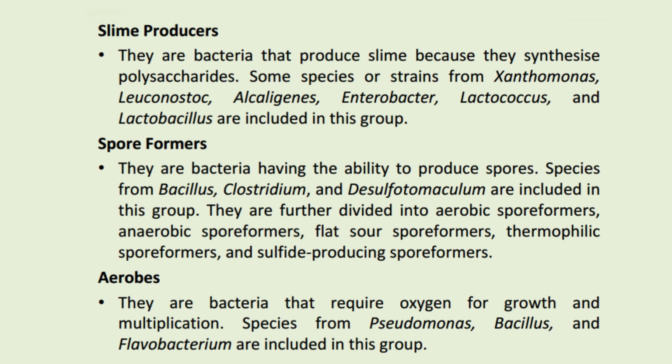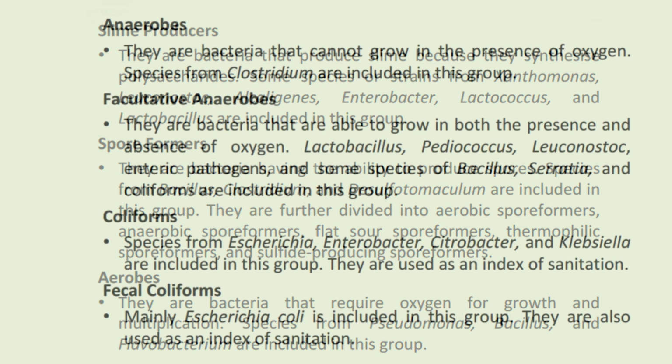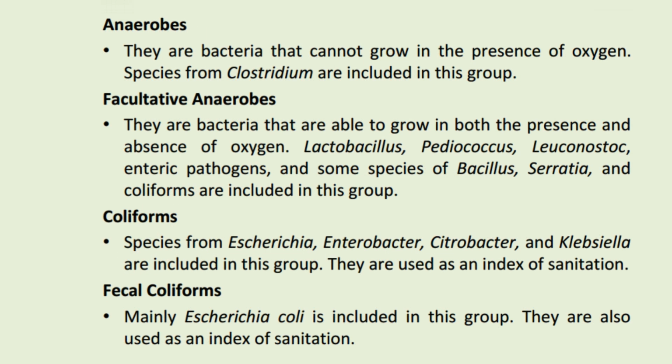Aerobes require oxygen. Genera include Pseudomonas, Bacillus, and Flavobacterium. Anaerobes cannot grow in oxygen. Species from Clostridium are included. Facultative anaerobes grow with or without oxygen. Genera include Lactobacillus, Pediococcus, Leuconostoc, enteric pathogens, and some Bacillus, Serratia, and coliforms.